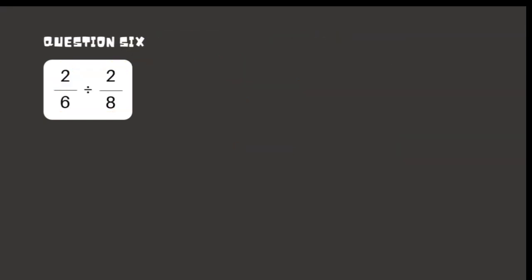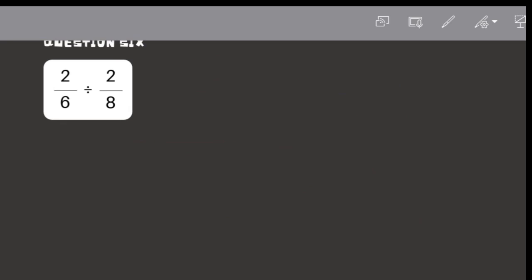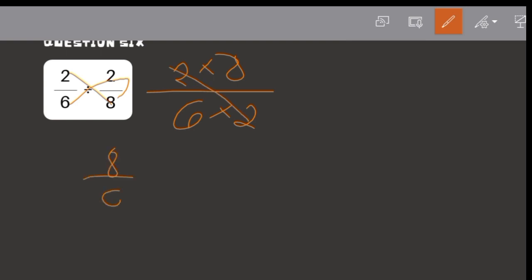So again, last number, we have question 6. 2 over 6 divided by 2 over 8. As I've said before, you just need to reciprocate, right? So 2 times 8 and 6 times 2. Again, you can just do this and then 8 over 6, and simplify since their GCF is 2. 8 divided by 2 is equal to 4, and 6 divided by 2 is equal to 3.